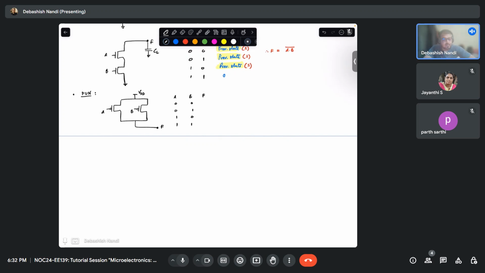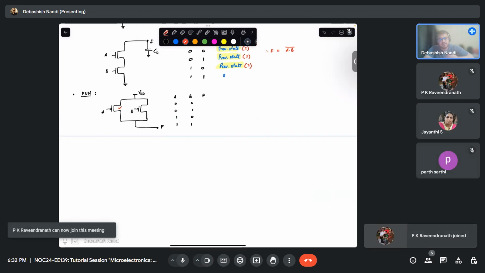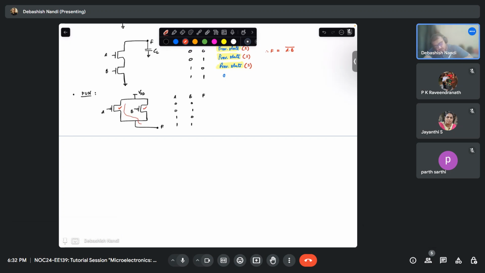When 0 0, both transistors are on. In case of PMOS, 0 means the transistor is on, right? So this is on, this is on. So there will be a path through which my output capacitance will get charged. That means my output will be simply 1. Fine. Similarly, when any of the transistors is on, my output will be 1.